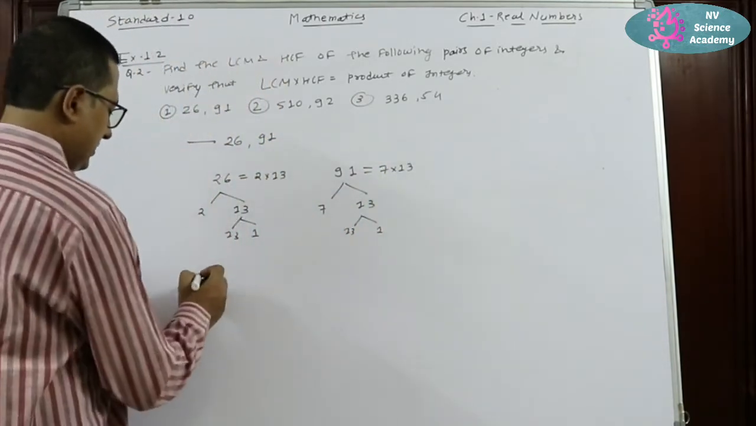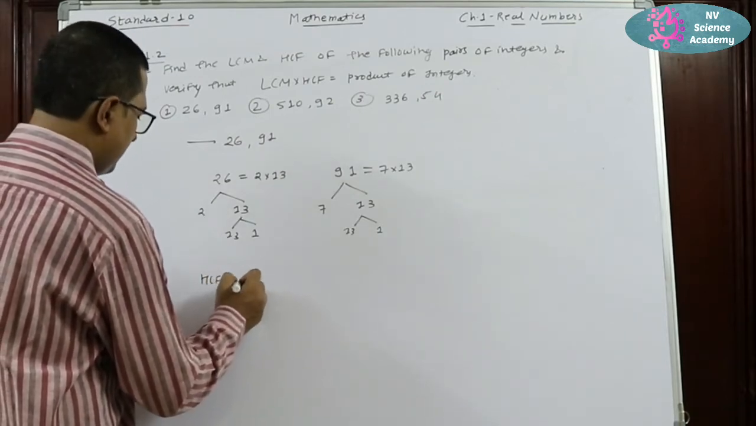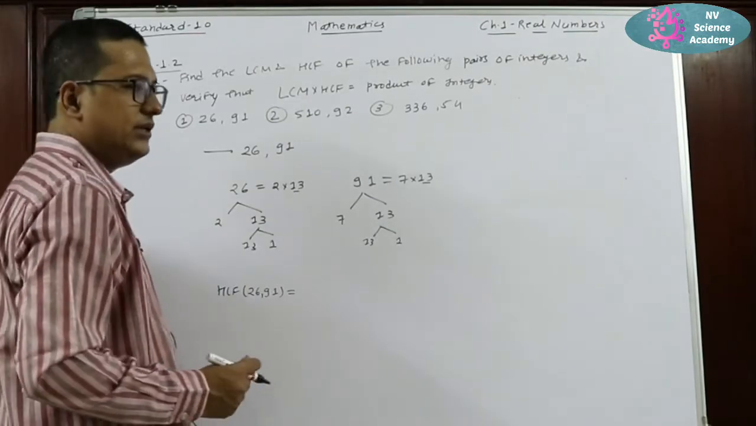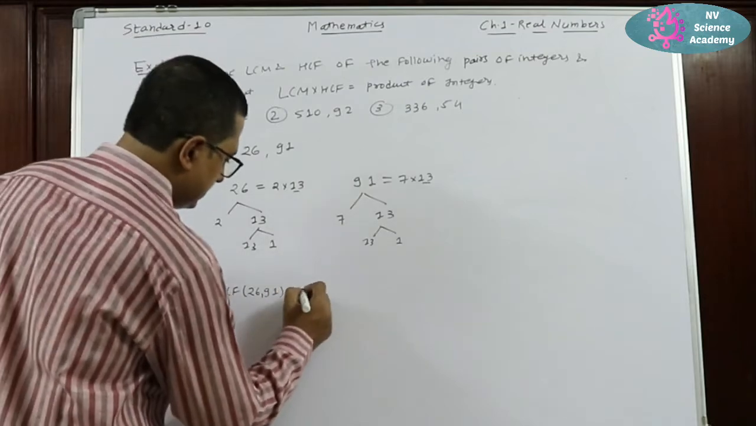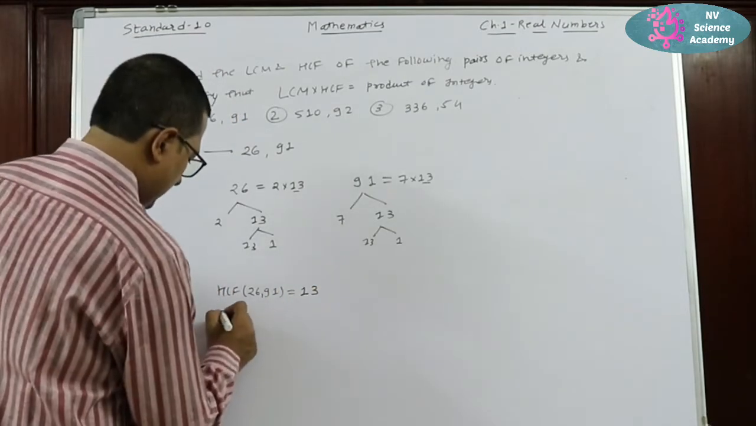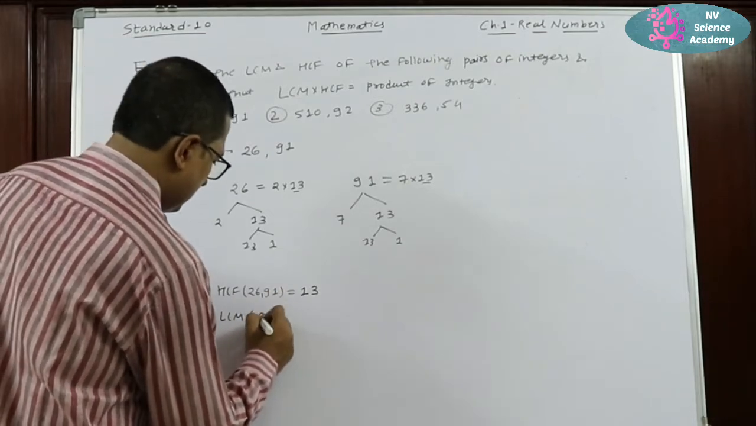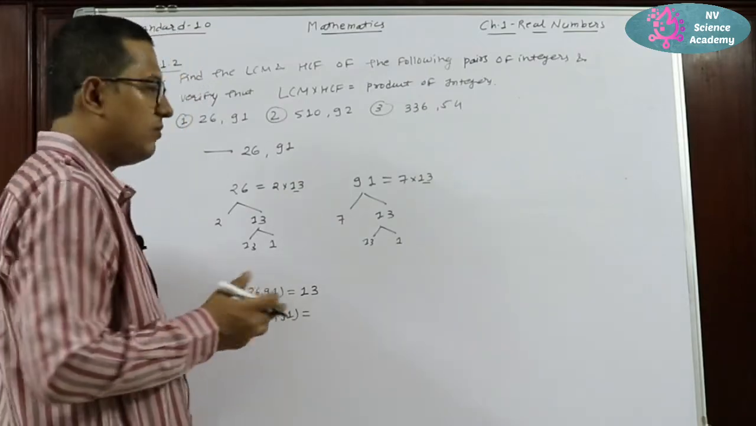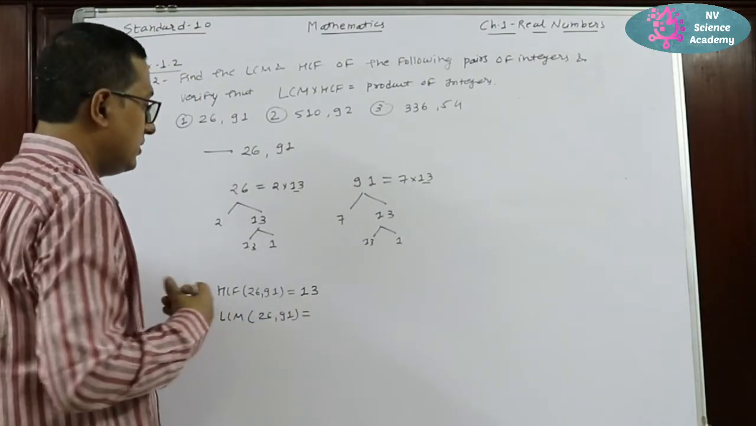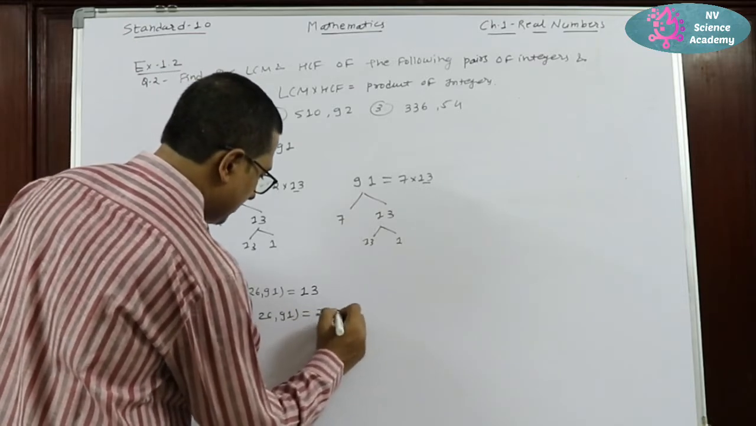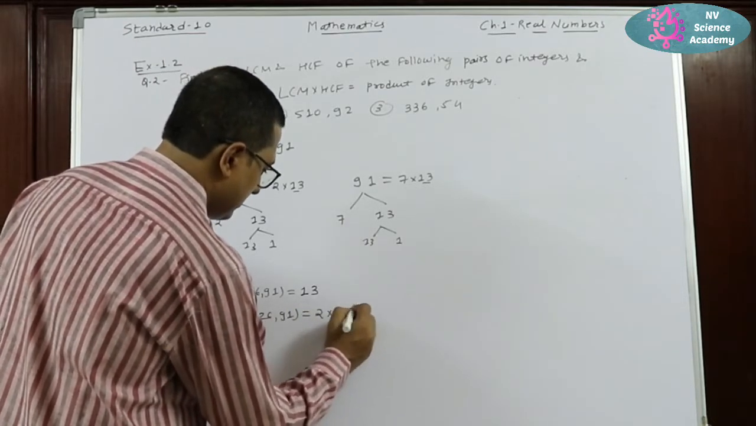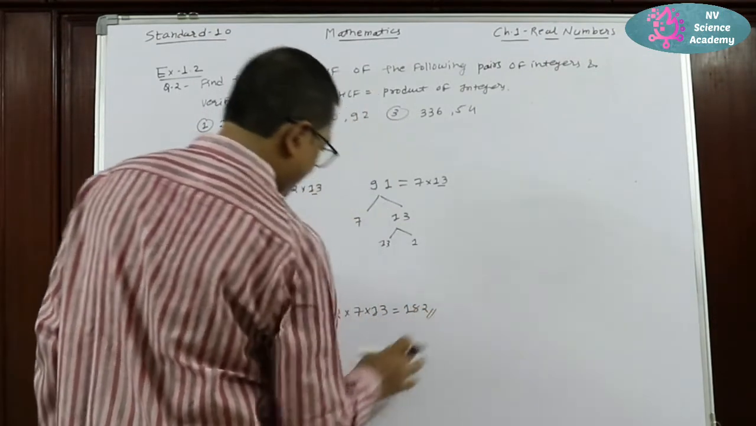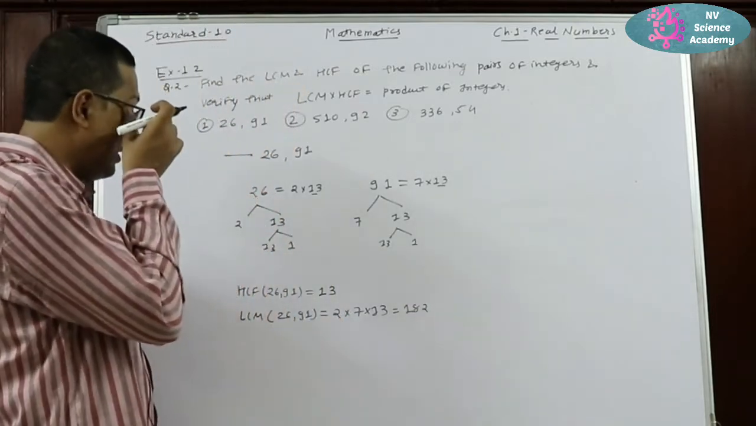Okay, from this what is the HCF? The HCF of 26 and 91 is equal to nothing but 13. It is the least order of the common factor, so it is 13. Now about the LCM of 26 and 91, it is a multiplication of the highest order of common factors as well as all the numbers. So here the multiplication will be like this: 2 multiplied by 7 multiplied by 13. Okay, so the answer is 182. So we have completed the first half.